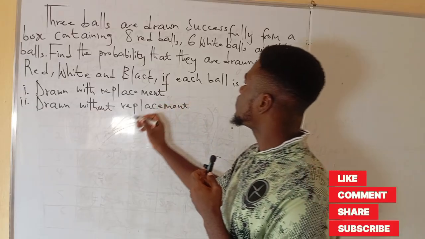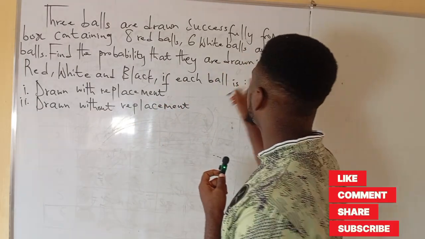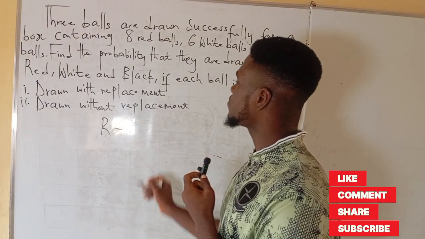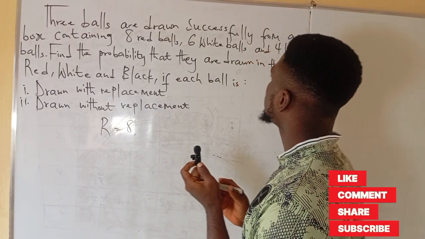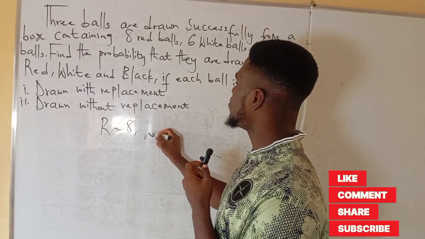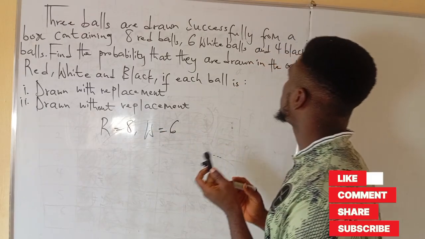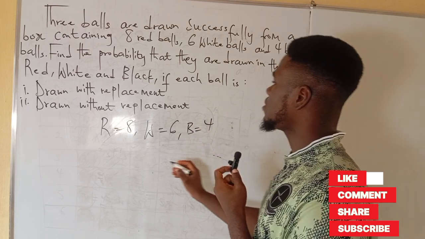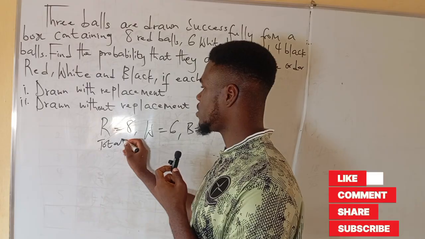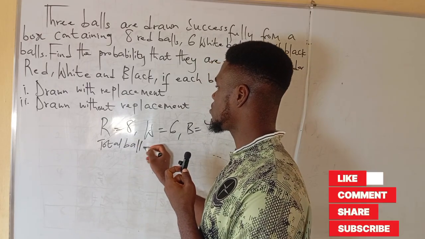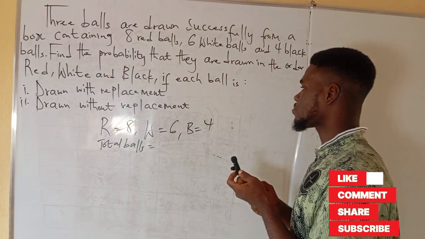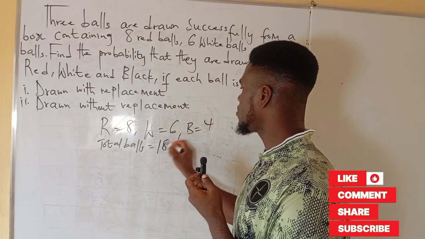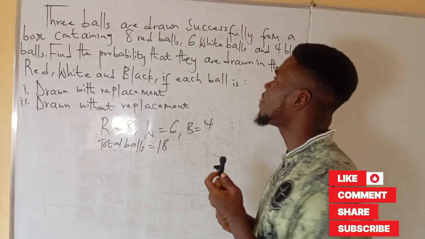So, first of all, the order we have: the red balls, we have eight red balls. For the white balls, we have six. And for the black balls, we have four. Now let's get the total balls. That is the first thing you do. So 8 plus 6 plus 4 is already 10, plus 8 is giving us 18. So the total is 18 balls.